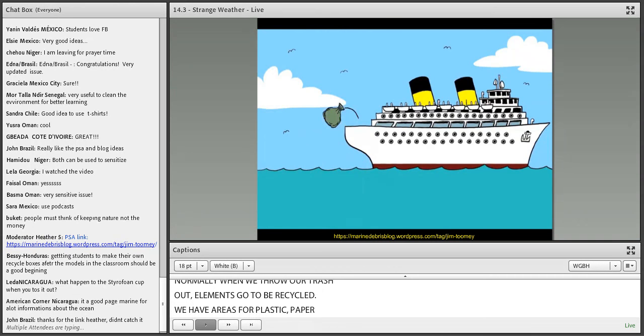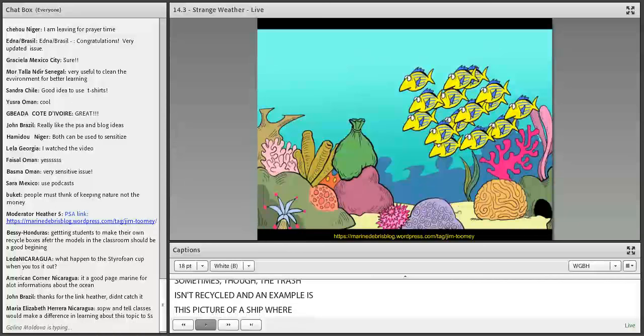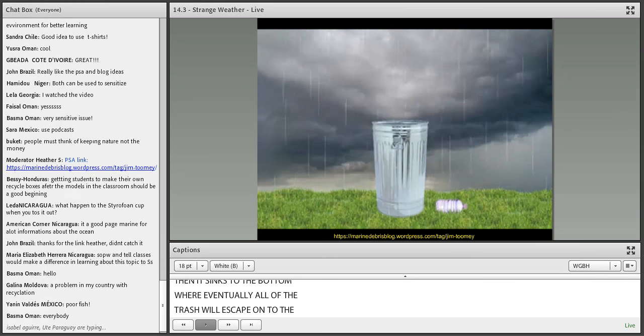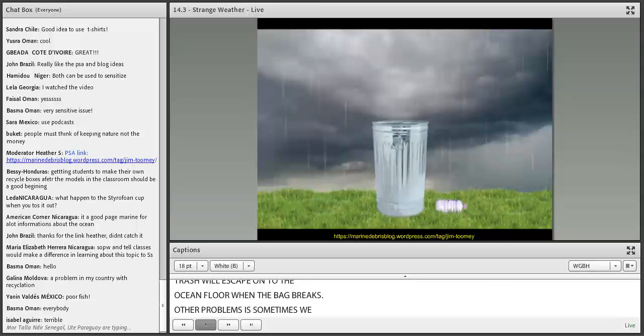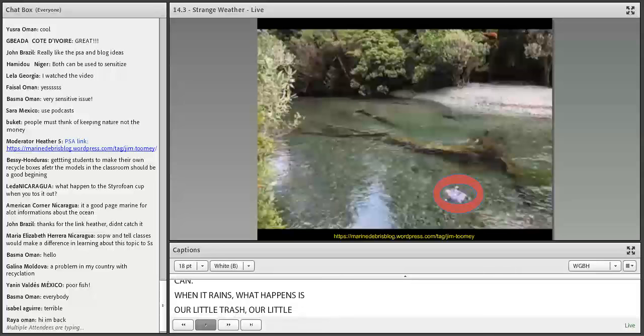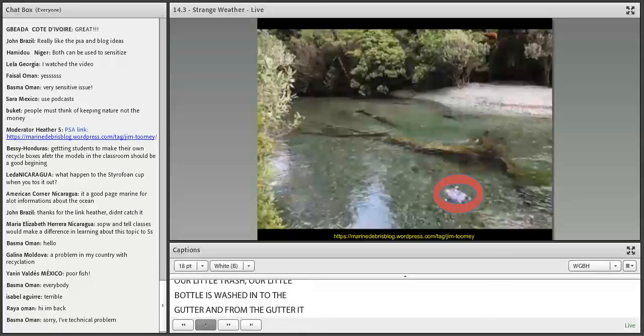An example is this picture of a ship where it's just throwing it overboard and then it sinks to the bottom, where eventually all of the trash will escape onto the ocean floor when the bag breaks apart. Other problems is sometimes we miss the garbage can and our trash falls around the garbage can. When it rains, our little bottle is washed into the gutter, and from the gutter, it can go into the stream or into the rivers. And eventually, it will find its way into a larger body of water.